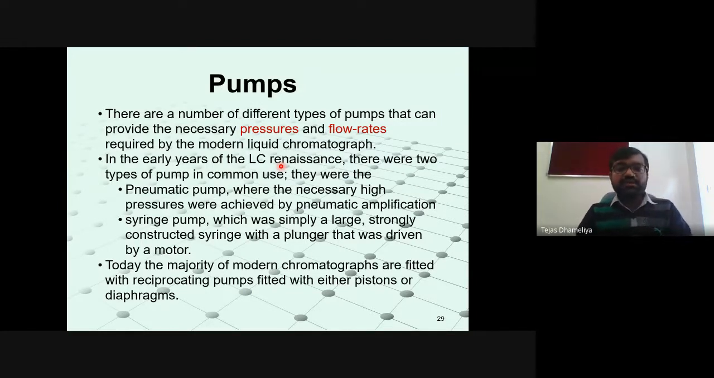Pump is generally used in HPLC for the purpose of what? For pumping your solvents into the column, because that is essential, where you will be injecting your sample, and also the mobile phase. Solvent or mobile phase, both are the same, there is no difference. So that's why pumps are used. And what are the types of pump?